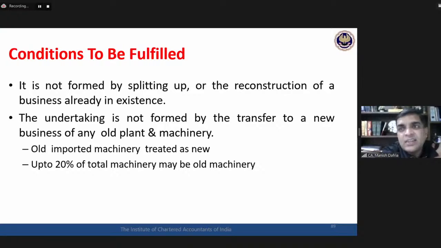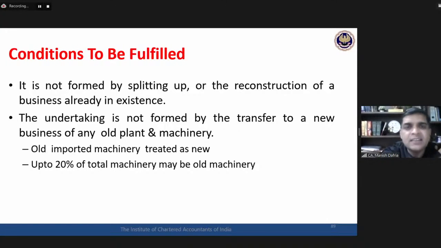Okay. Now, second condition. If you see clearly, the second condition basically further clarifies the first itself. The first condition says it should be a new business. The second condition says that plant and machinery used for the purpose of business should be new. No old plant and machinery should be used. If you are using new plant and machinery, then only you are a new business. If you are using second-hand old plant and machinery, then you are not a new business. So the second condition is this: the undertaking, the business, should not have been formed by transfer of any old plant and machinery. You should not have used any old plant and machinery.